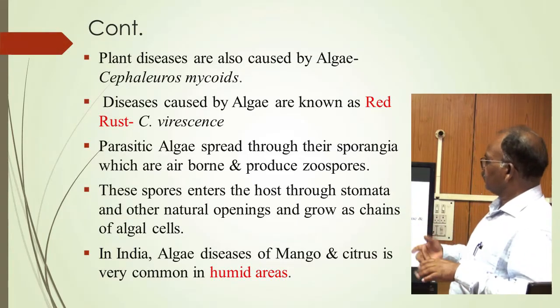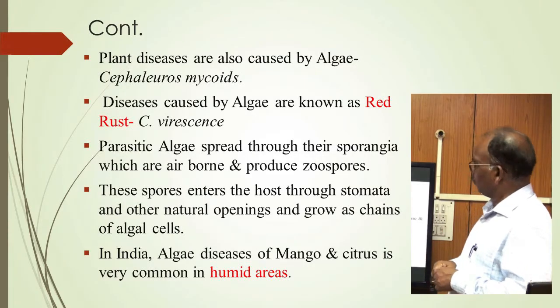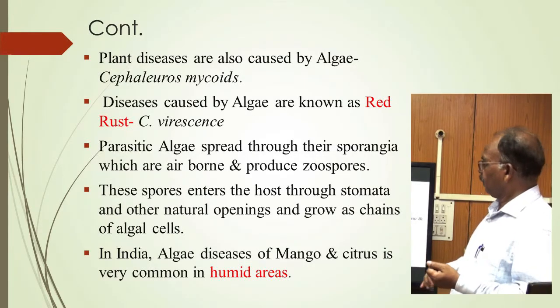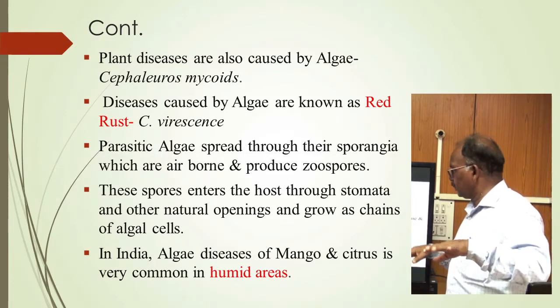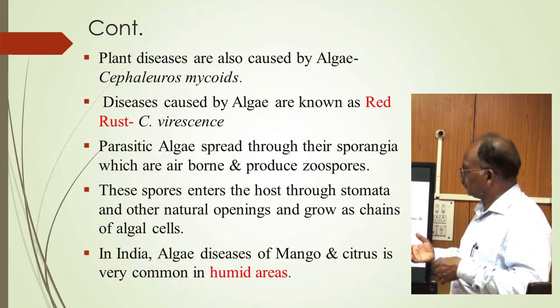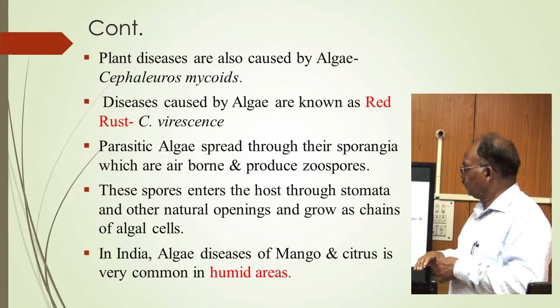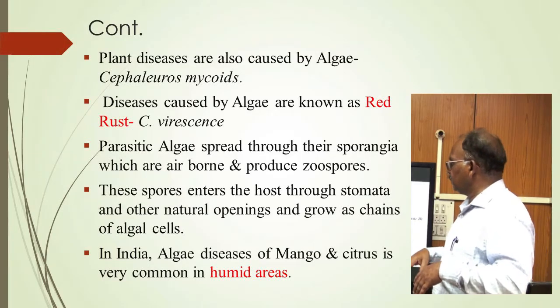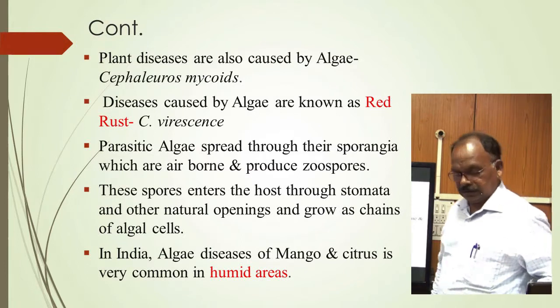The plant parasitic algae spread through their sporangia, which are airborne or produce zoospores. These spores enter the host through stomata and other natural openings and grow into chains of algal cells. In India, algal diseases of mango and citrus are very common in humid areas.